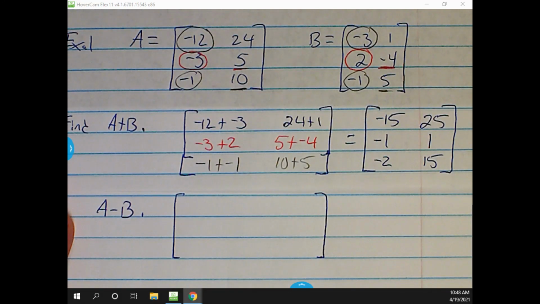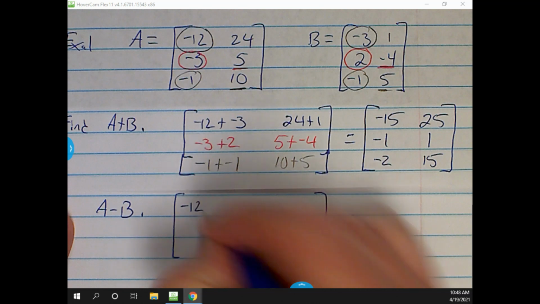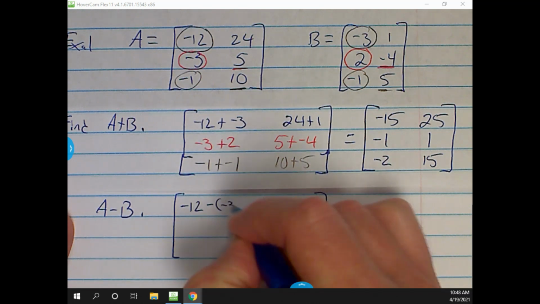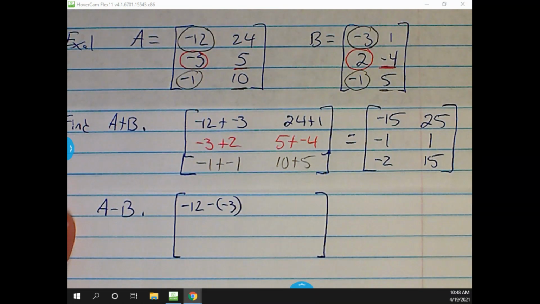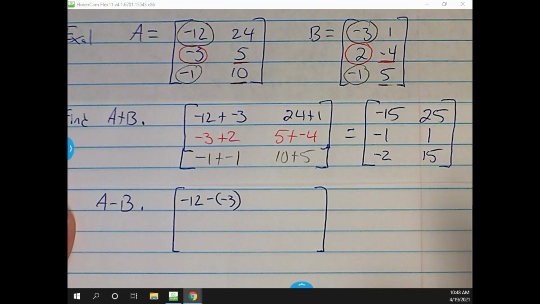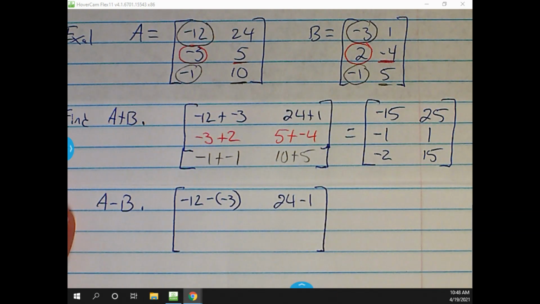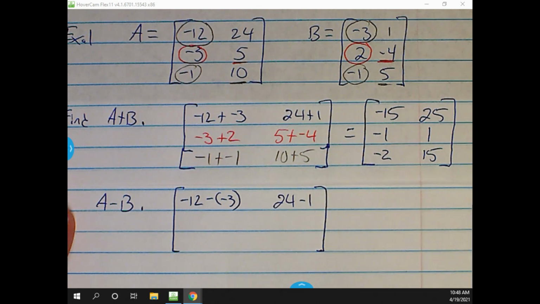All right, and again, the only difference is instead of putting plus signs in the middle here, we're going to put a minus sign. So it's -12 minus. And if you do minus a negative, you probably want to put that negative number in parentheses, just because it'll help you see it when you get to it. For this number, if you do 24 minus 1, you don't really need parentheses because the 1 is just a number and it's fine. It's okay on that one. So if you have to do minus a negative number, I would put that negative number in parentheses. If it's just a regular number, don't worry about putting it in parentheses.